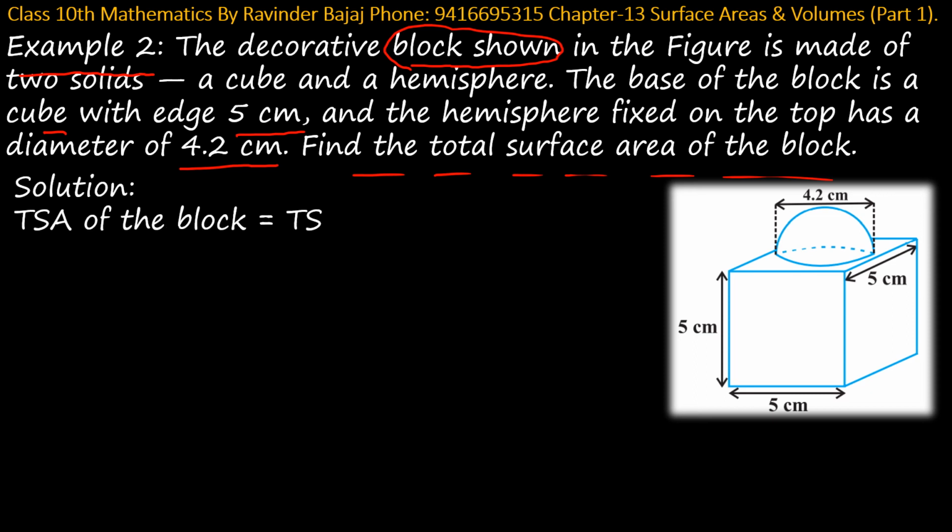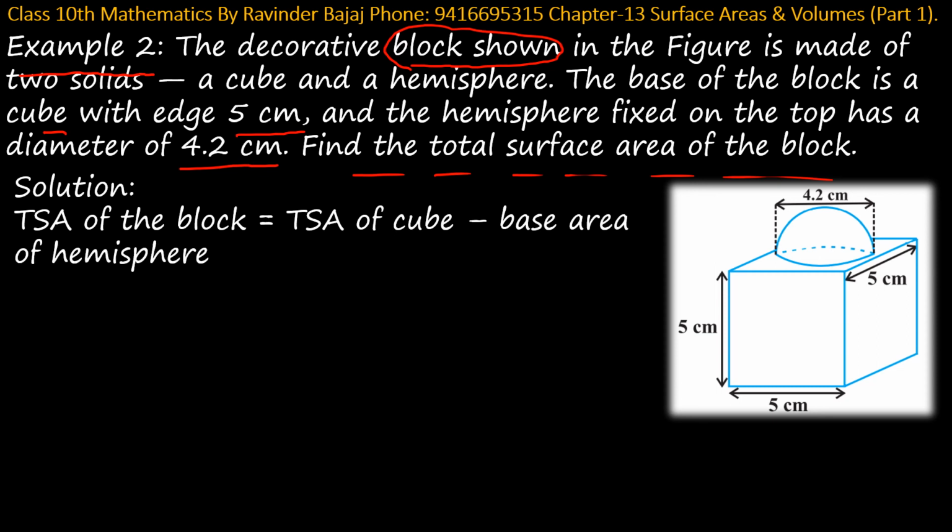Let's solve it. Total surface area of the block is equal to total surface area of the cube minus base. Try to understand, this is the cube and this is the base. Only the base part needs to be subtracted, because between the cube and the hemisphere this part is hidden. It will not be visible from outside because the hemisphere is placed on the cube. This part is hidden, in between two solids. So you will calculate the total surface area of the cube and then subtract the base area of the hemisphere plus the curved surface area of the hemisphere.